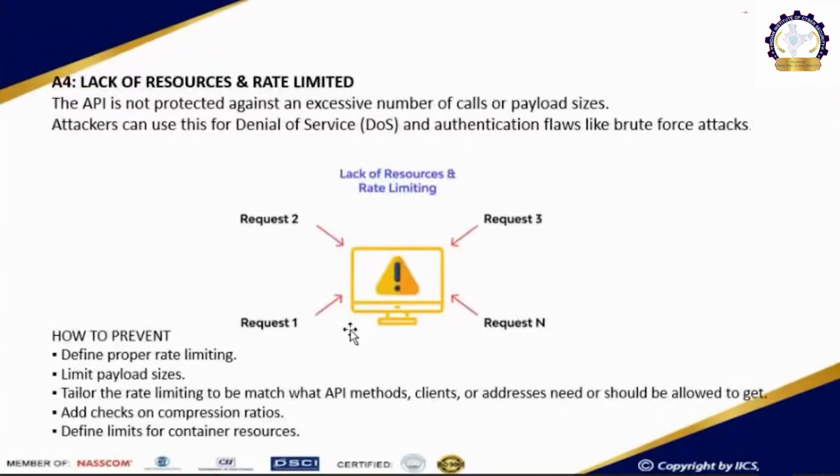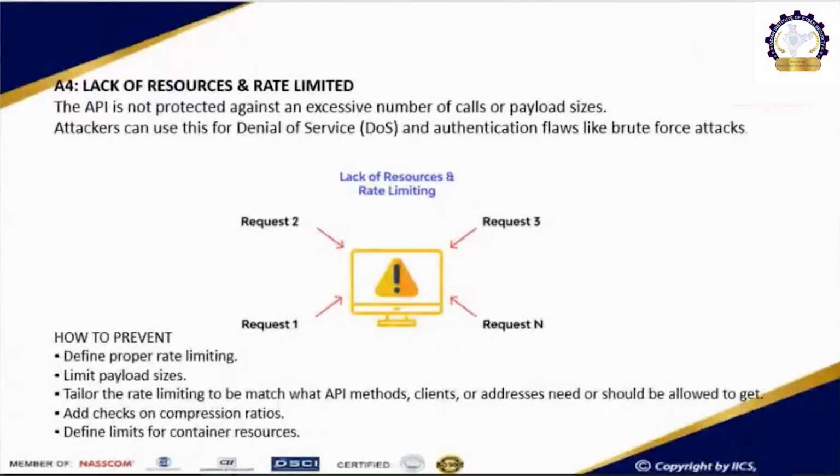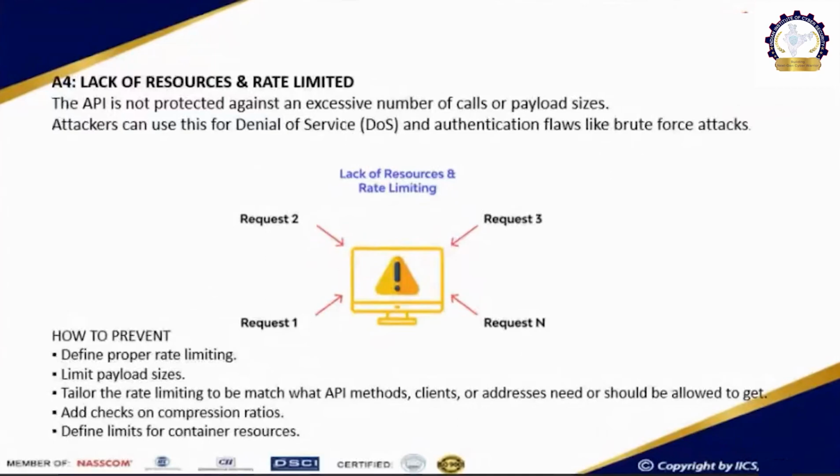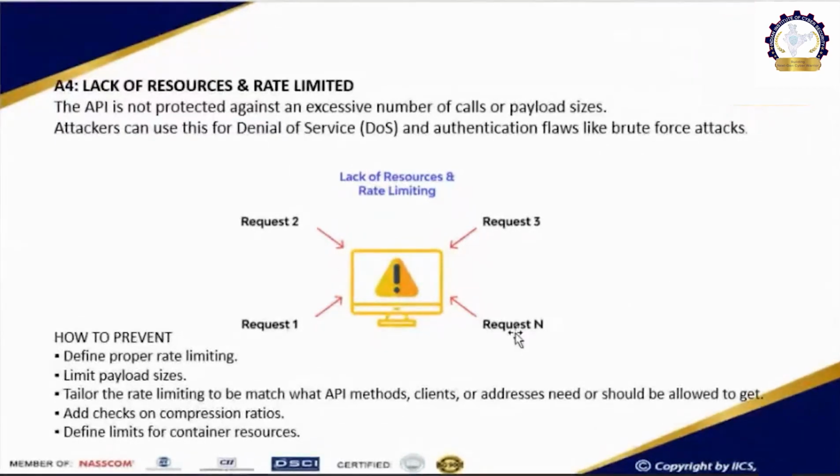And we will move further. So next thing we have here is lack of resources and rate limiting. See, here rate limitation has come. If a web application is not able to limit the rate, meaning how many API calls can be made, then it's open to brute force attacks and clear DoS. See, we have DoS attacks here. Brute force, DoS, all types of attack where we continuously send request packets to the server and ultimately it fails. So in A4, the API is not protected against an excessive number of calls or payload sizes.